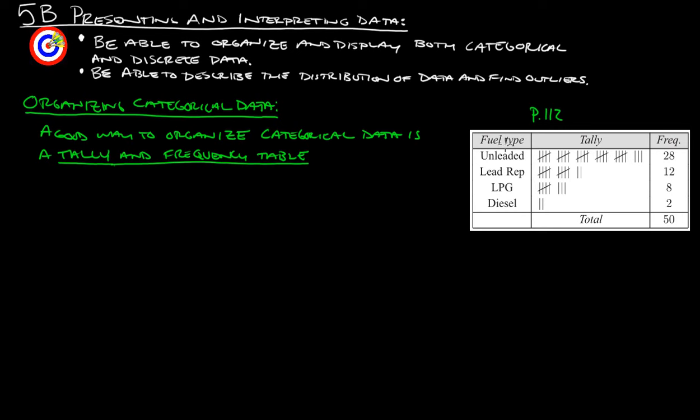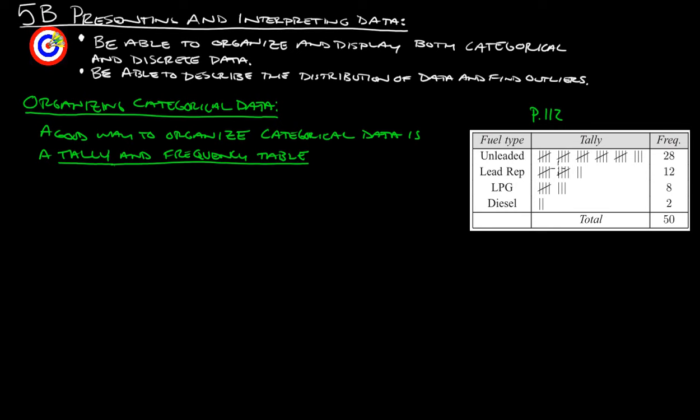So these were supposedly 4 types of gas. I don't know what this is, leaded replacement, LPG, I have no idea, diesel, and then unleaded. Someone took a survey of all the people that came through, up to 50 people it looks like, and what they did first is they just made a tally mark next to each one. So unleaded, unleaded, LPG, unleaded, diesel, lead replacement.